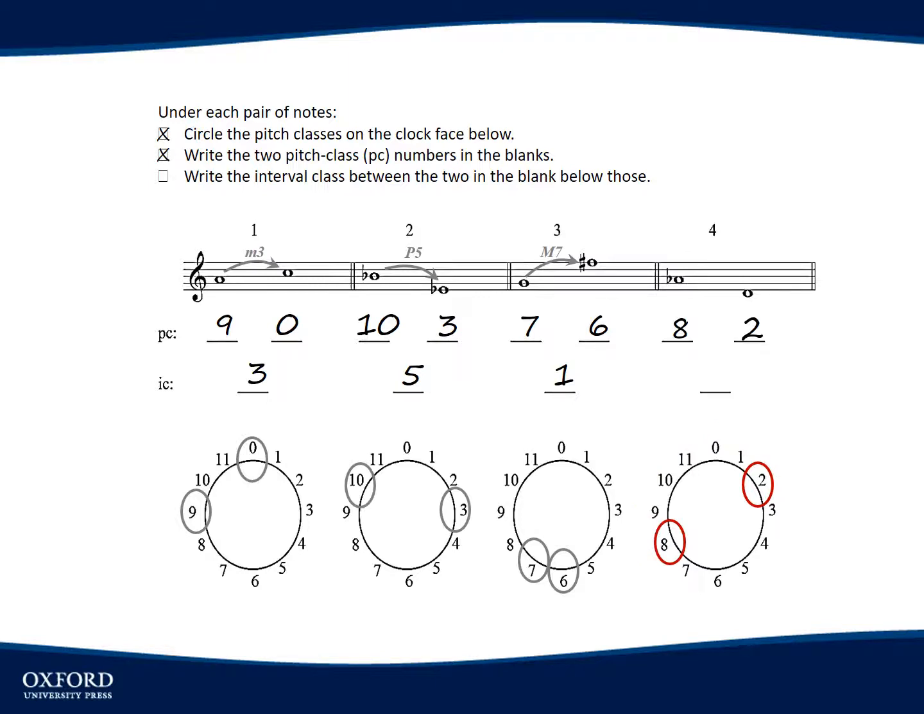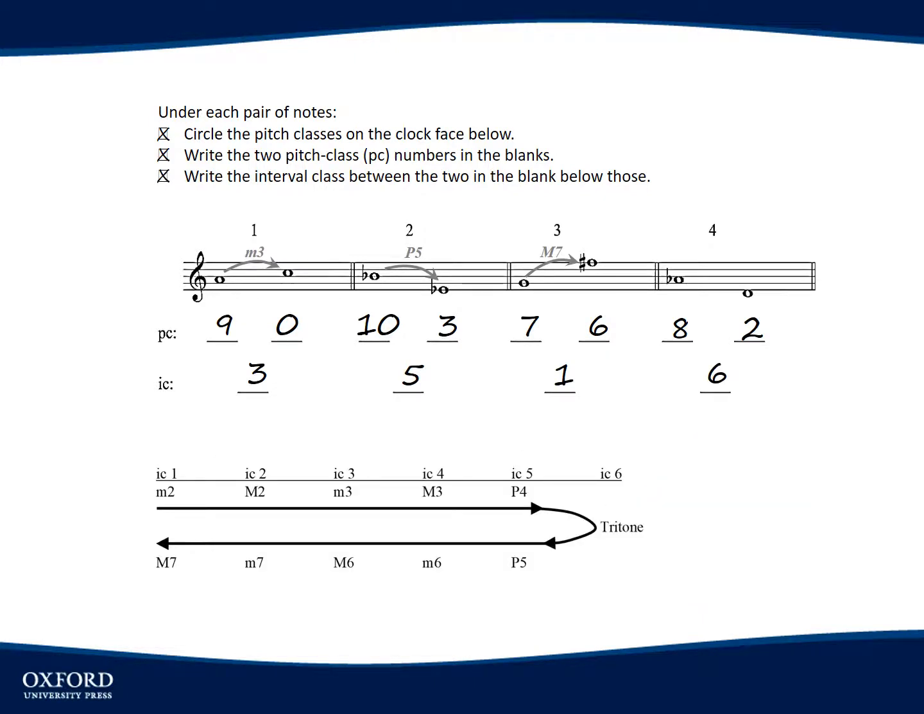For the last step, finding interval class, we normally look for the shortest path between the two numbers. However, we can see that either way we go, we get the same distance. This is because the two notes are directly across from each other on the clock. So it really doesn't matter which direction we go, we'll get the same answer. 1, 2, 3, 4, 5, 6 half steps. We can write this answer, interval class 6, in the blank to complete the problem.